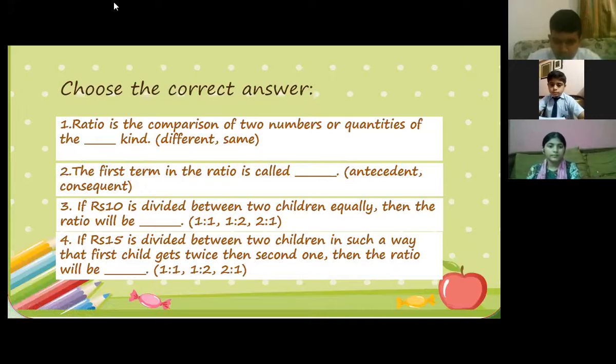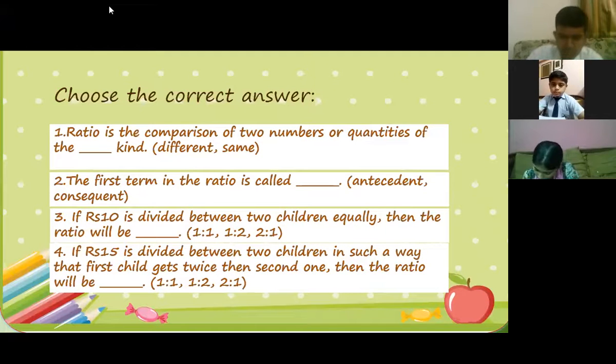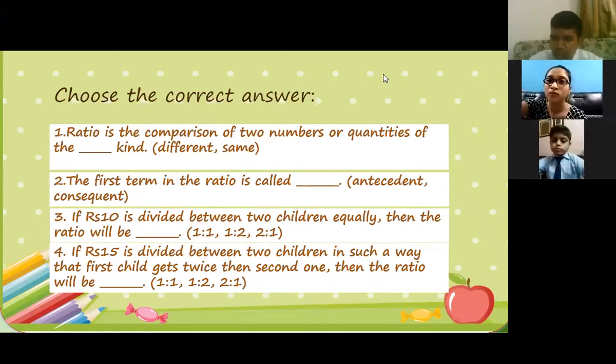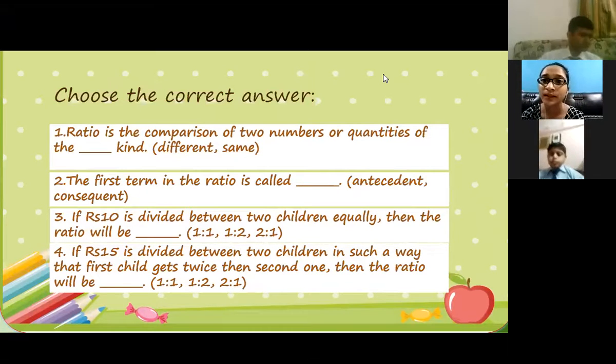Now one by one I'm going to unmute Nuseba. Okay, Nuseba is there. Nuseba, number 1, ratio is a comparison of two numbers or quantities of dash kind. Nuseba, different or same? Different or same? Nuseba answer नहीं दे रही हैं आप। Okay, next one is Iman. Okay, Iman, can you give me the answer? Quickly unmute yourself, bete. Miss, same kind. Same kind, very good.